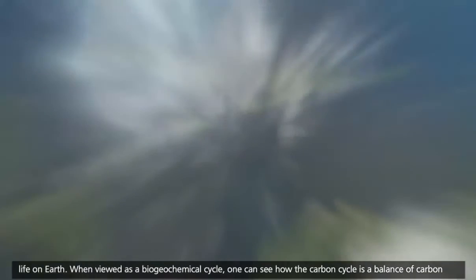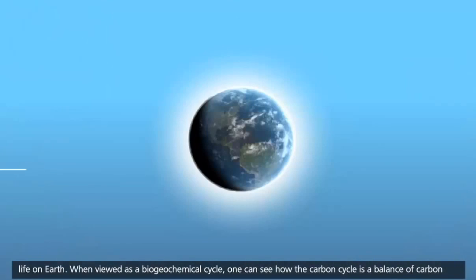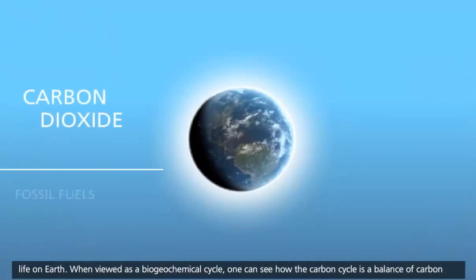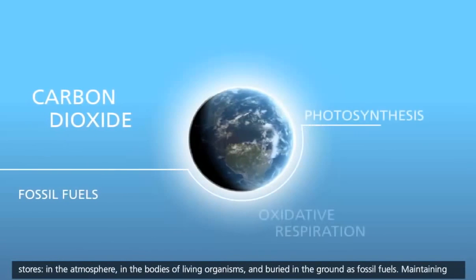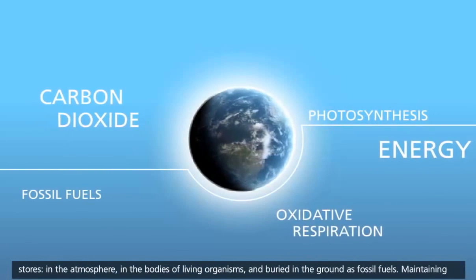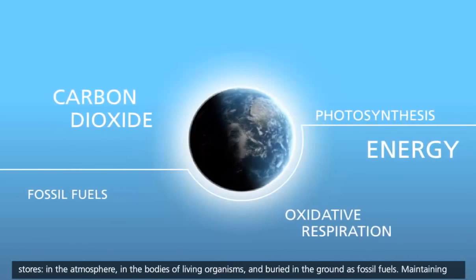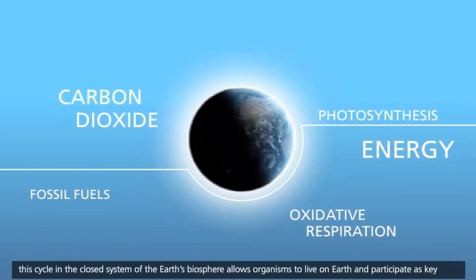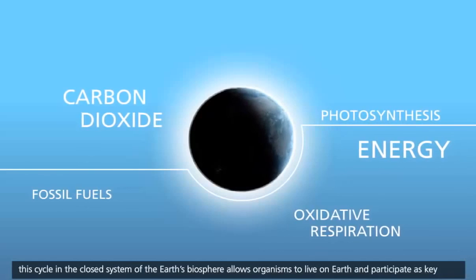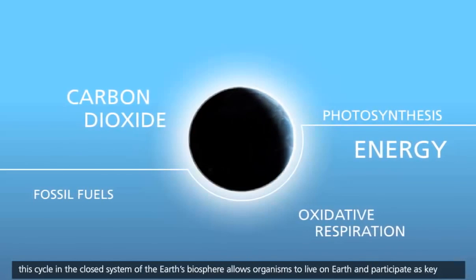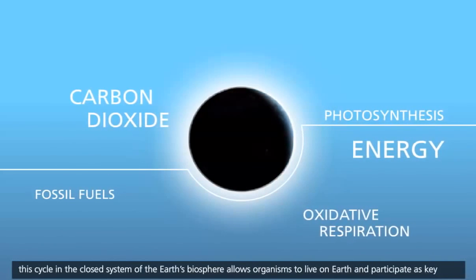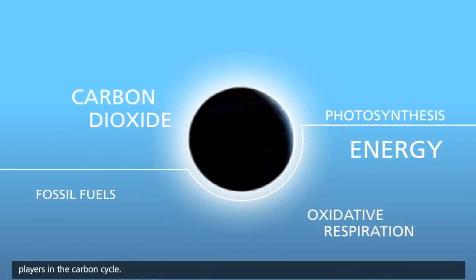When viewed as a biogeochemical cycle, one can see how the carbon cycle is a balance of carbon stores in the atmosphere, in the bodies of living organisms, and buried in the ground as fossil fuels. Maintaining this cycle in the closed system of the Earth's biosphere allows organisms to live on Earth and participate as key players in the carbon cycle.